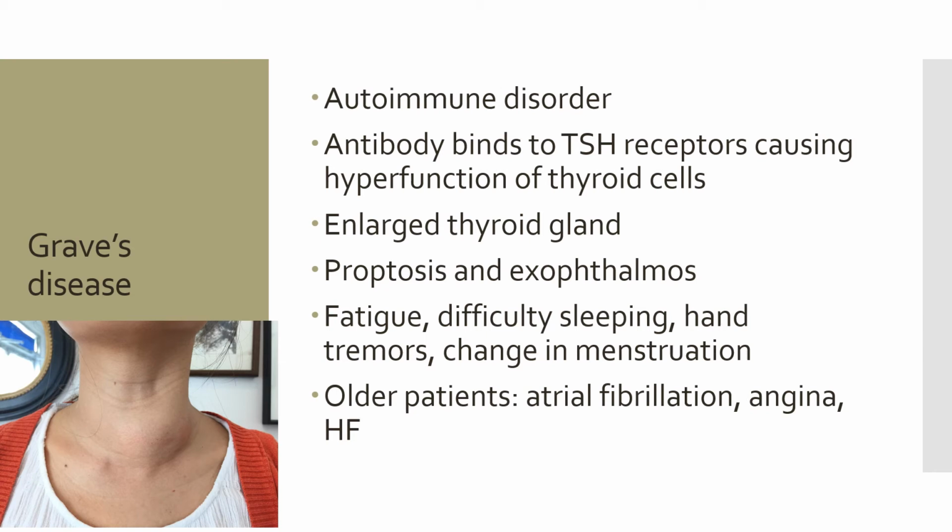Graves' disease is an autoimmune disorder. It's the antibody that binds to the TSH receptors and causes a hyperfunction of the thyroid cells. You'll get an enlarged thyroid gland, which you can see here in this picture. Let's see if I can draw for you. See the enlarged thyroid gland. Proptosis and exophthalmos, which is when you see the bulging eyes. Fatigue, difficulty sleeping, hand tremors, change in menstruation. Older patients may develop atrial fibrillation, angina, and heart failure.